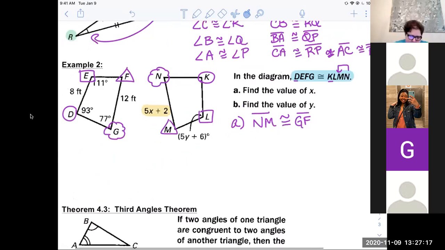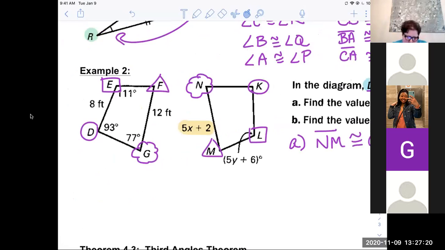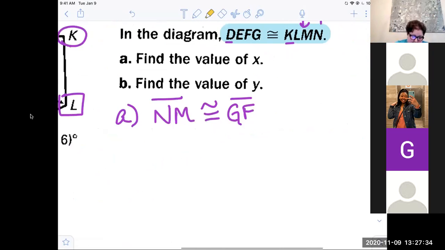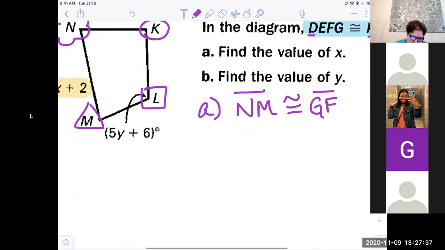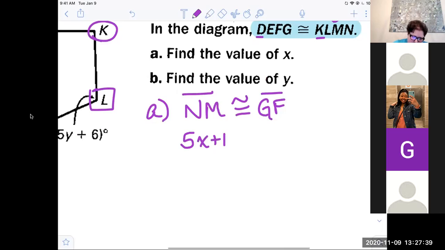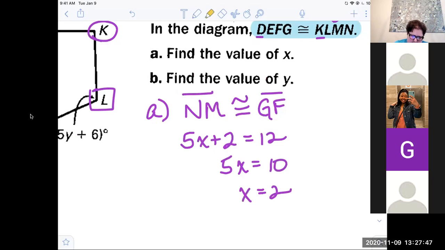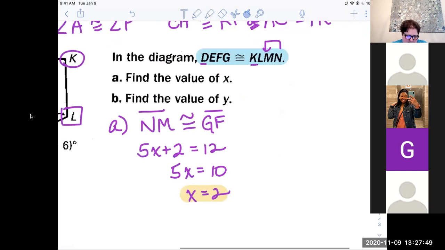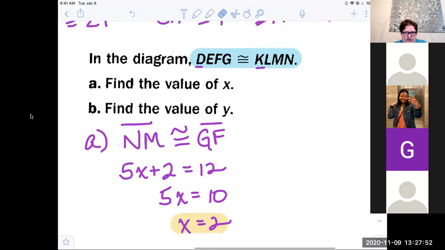So again, you can look at it on here as saying that NM is that segment right there. It's going to have to match. If we go from N to M, we're going from the little cloud to the triangle. So on the other one, the little cloud to the triangle would be GF. So that means that those two segments have to match up, so their lengths are the same. So we know that 5x plus 2 has to equal 12. So 5x is 10, x is 2. Now again, you can get it from either the correspondence, the congruent statement, or the picture.